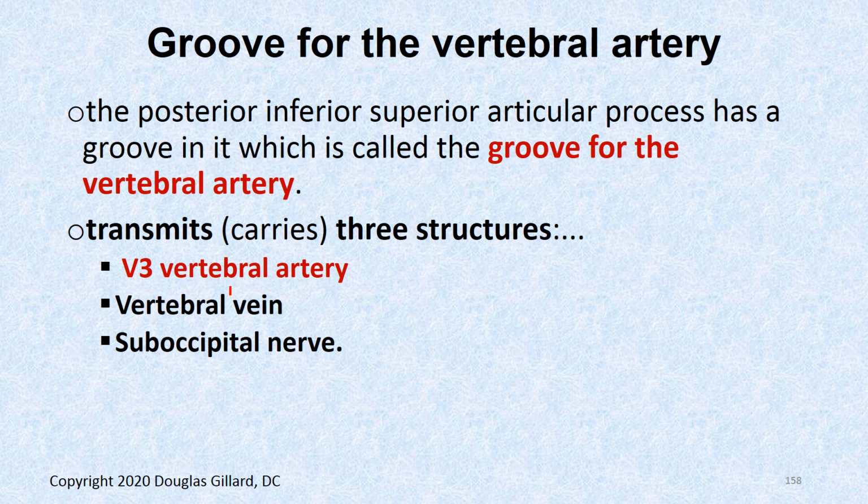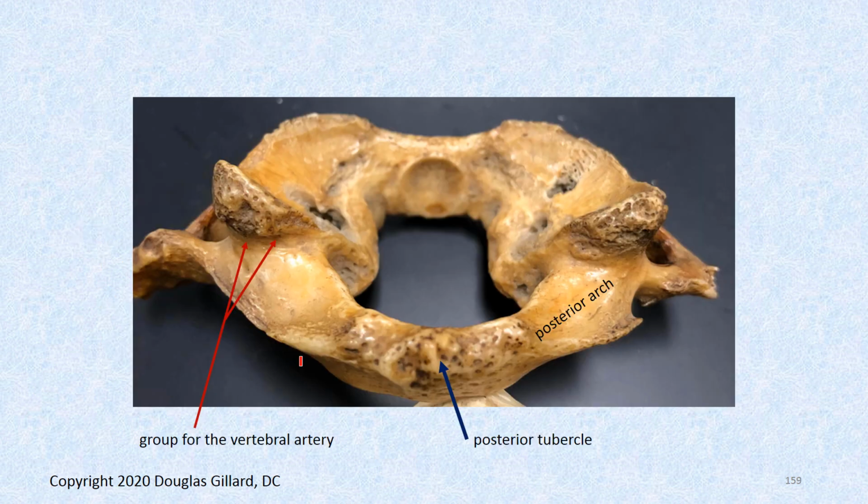So the V3 of the vertebral artery, make sure you know the parts. We covered those last time. Vertebral vein and the suboccipital nerve, which is the dorsal rami of C1 spinal nerve. All right, so there's a nice look at the groove for the vertebral artery. There is no bony calcification over here, right? Some specimens have a nice bony kind of a ledge right here, or bridge, but not this specimen. You can see the posterior tubercle quite nicely here as well.